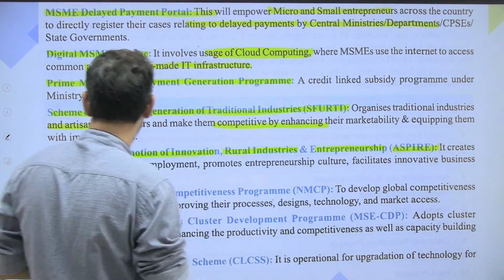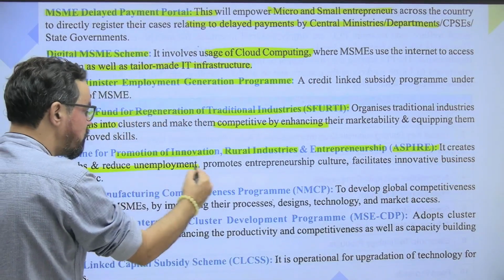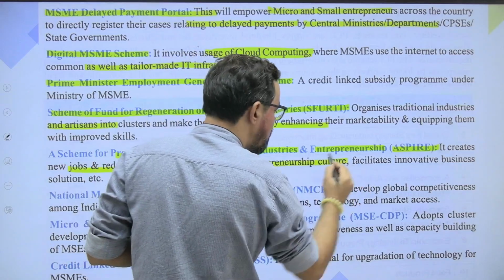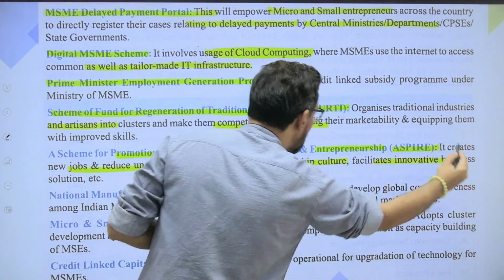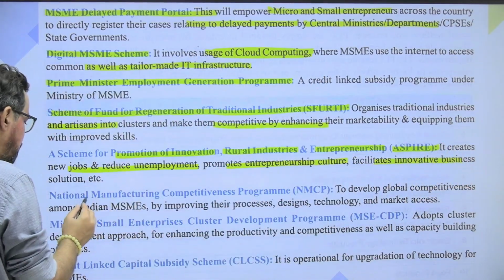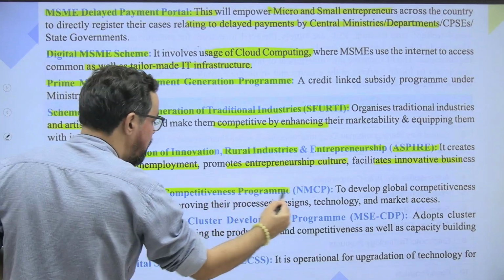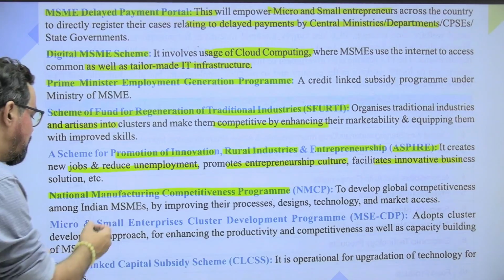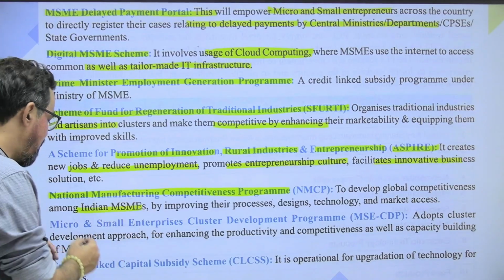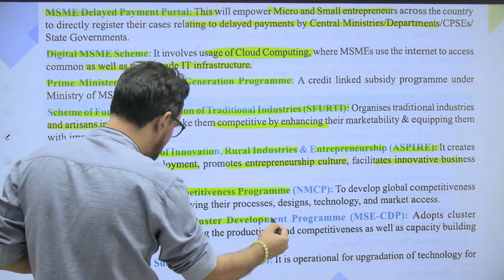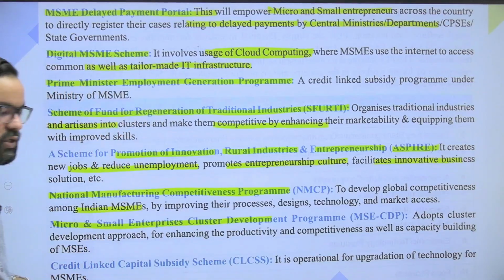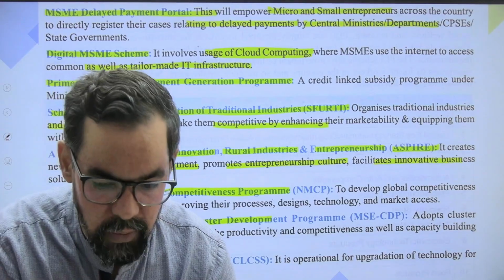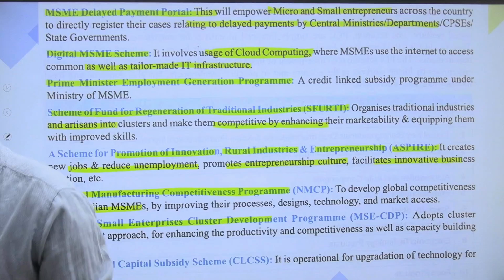So it creates new jobs, reduces unemployment, promotes entrepreneurship culture, and facilitates innovative business solutions, ठीक है. National Manufacturing Competitiveness Program, ठीक है, NMCP, to develop global competitiveness among Indian MSMEs, ठीक है, and micro, small and medium enterprises clusters. Okay, please go through this one. Just give me 1 minute. Somebody has told.